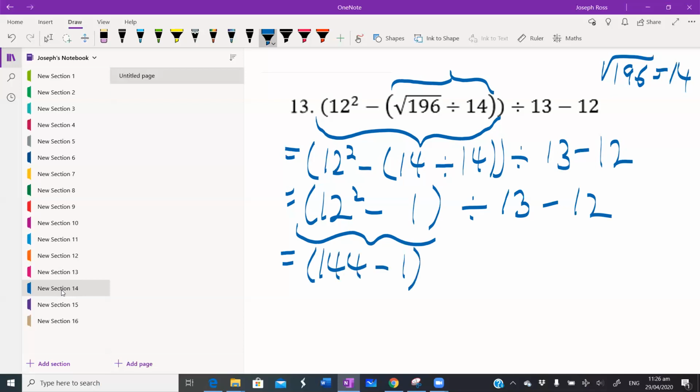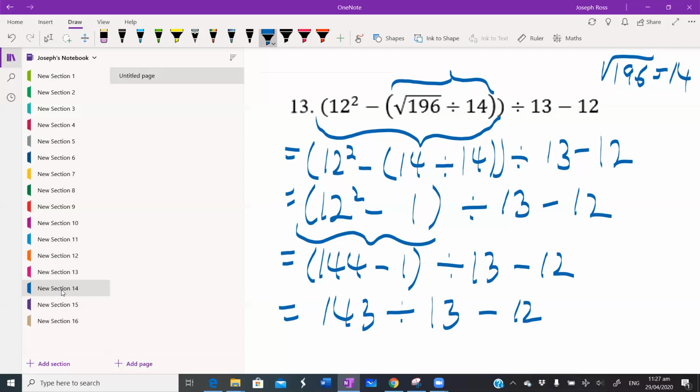Minus 1 divided by 13 minus 12. Still got to do what's inside the brackets first. So 144 minus 1 is 143, divided by 13 minus 12.